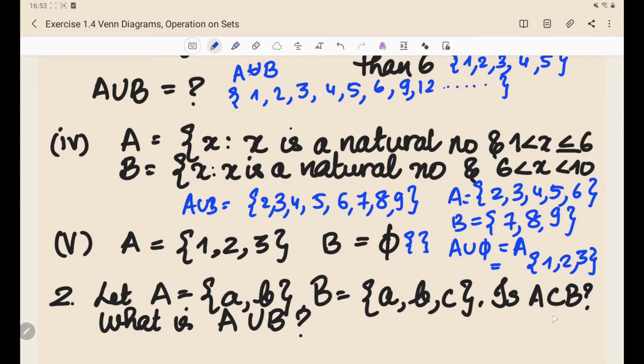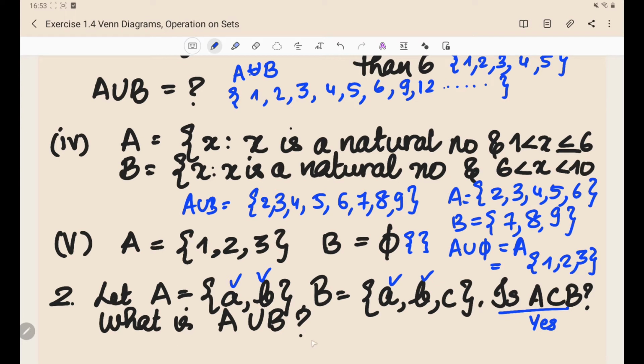For a set to be a subset of another set, all the elements of the set should also belong to the second set. You can see that a and b are both there in set B also. So, is A a subset of B? Yes, it is a subset of B.